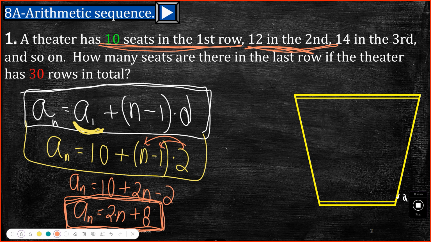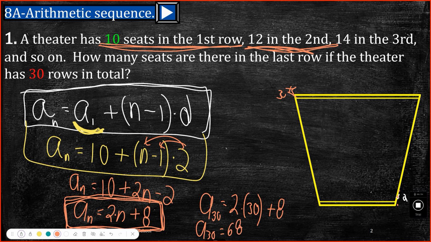So this formula works. I don't need to go here and do 10, 12. I can directly go to the 30th row by plugging in A sub 30. So the amount of seats in the 30th row will equal 2 times 30, n is 30, plus 8. So what is 2 times 30 plus 8? It's 68. So the amount of seats in the 30th row is 68.